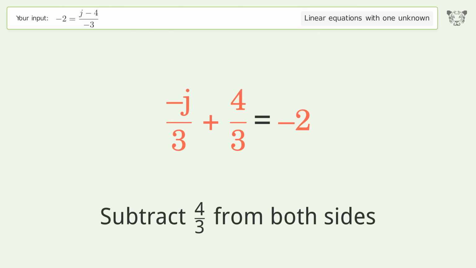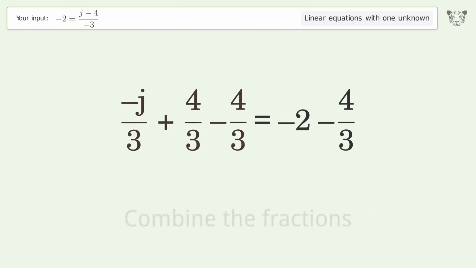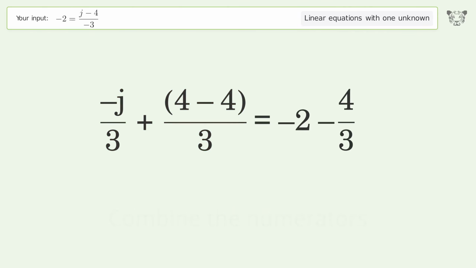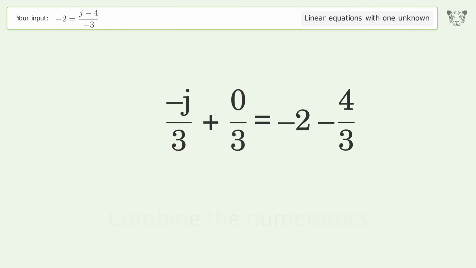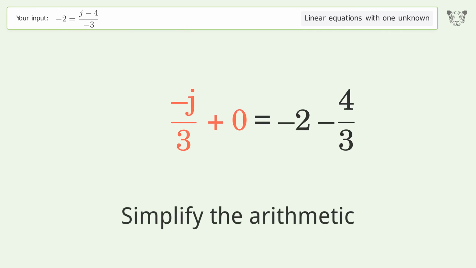Subtract 4/3 from both sides. Combine the fractions. Combine the numerators. Reduce the zero numerator. Simplify the arithmetic.